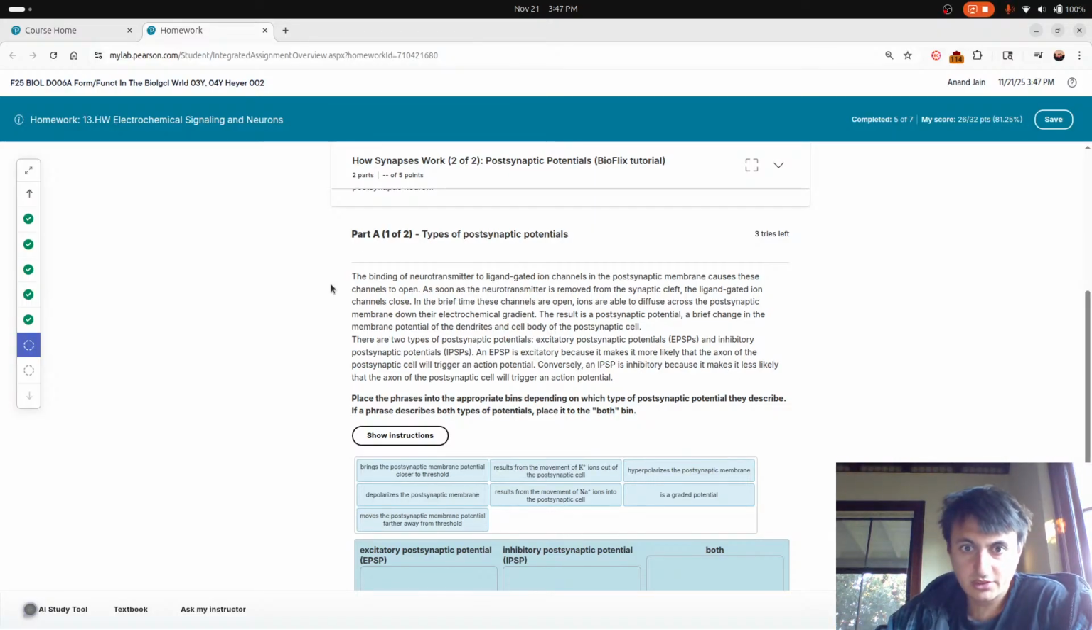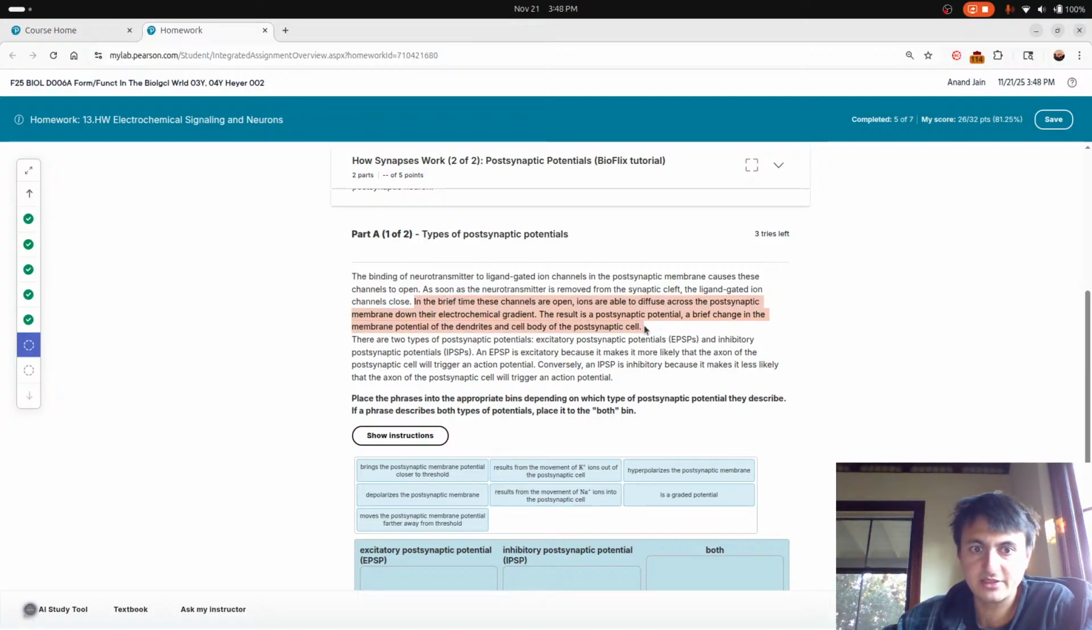The binding of neurotransmitter to ligand-gated ion channels in the postsynaptic membrane causes these channels to open. As soon as the neurotransmitter is removed from the synaptic cleft, the ligand-gated ion channels close. In the brief time these channels are open, ions are able to diffuse across the postsynaptic membrane down their electrochemical gradient. The result is a postsynaptic potential, a brief change in the membrane potential of the dendrites and cell body of the postsynaptic cell. There are two types of postsynaptic potentials: excitatory postsynaptic potentials and inhibitory postsynaptic potentials.